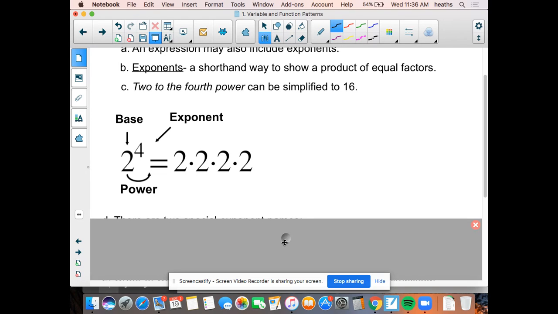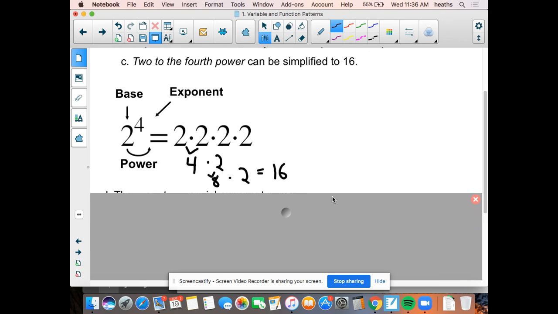Really quickly, just to show you how that works: 2 times 2 would be 4. 4 times 2 would be 8. And then 8 times 2 would be 16. So 2 to the 4th power does not mean 2 times 4. It means 2 times 2 times 2 times 2. So you're multiplying 2 four different times.